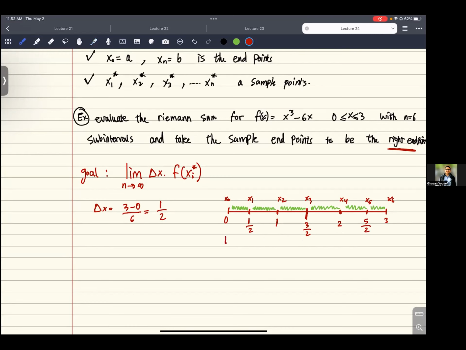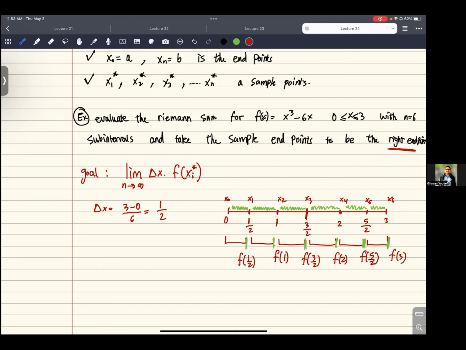Here's the first interval, second interval, third interval, fourth interval, fifth, and sixth. I'm looking for this point because this is the right endpoint. For this point, and this point, and this point. Because these are my right endpoints, I have to look for f of 1/2, f of 1, f of 3 over 2, f of 2, f of 5 over 2, and f of 3.